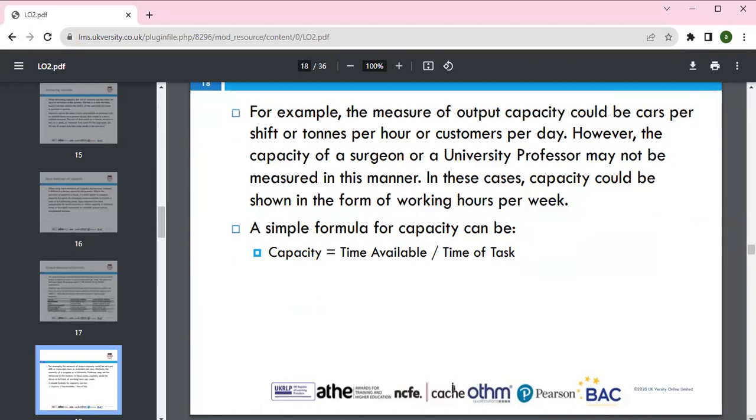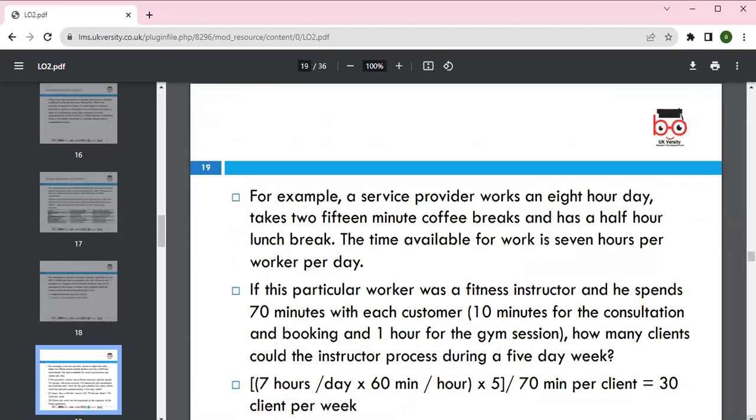In these cases, the capacity could be shown in the form of working hours. So a simple formula which we can look at: time available divided by time taken to do the task, and how many units result. For example, a service provider works an 8 hour day and takes a 15 minute break and a half an hour lunch break.